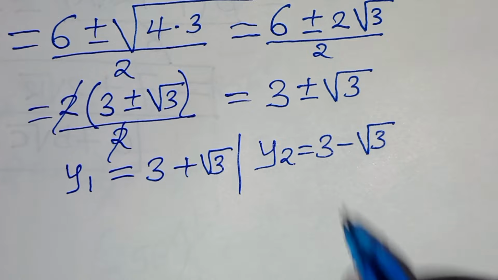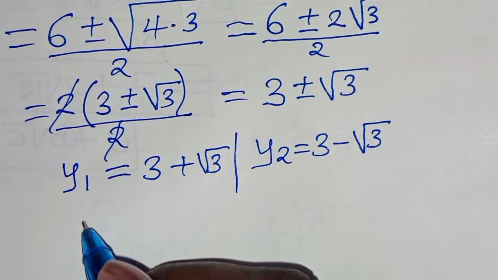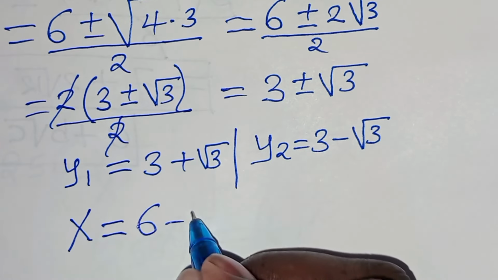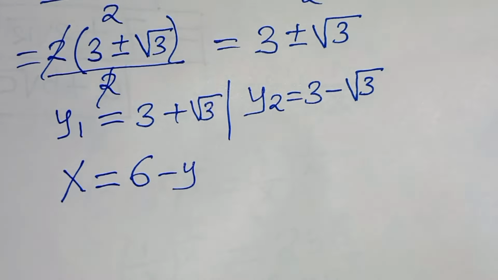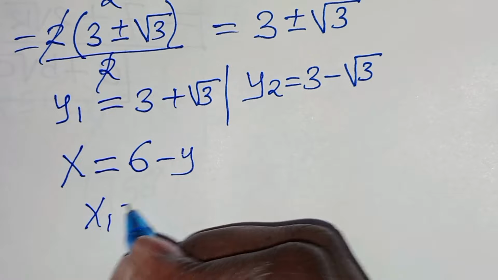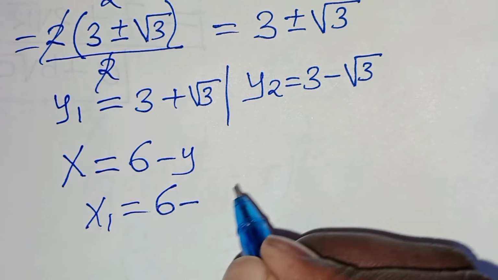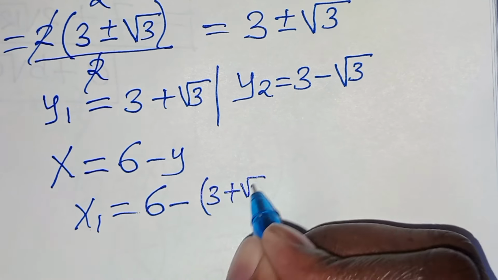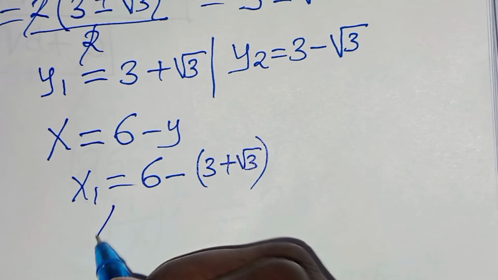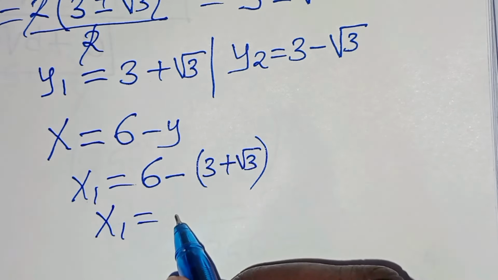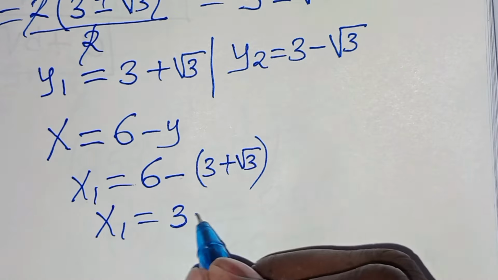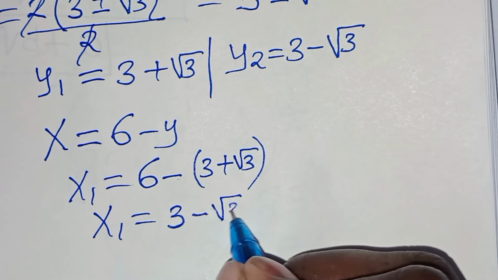So let's solve for the corresponding values of x. Remember x from equation 3, x is equal to 6 minus y. So this implies that x1 is equal to 6 minus y1. y1 is 3 plus square root of 3. So now x1 is equal to 6 minus 3, minus plus square root of 3. This is minus square root of 3.